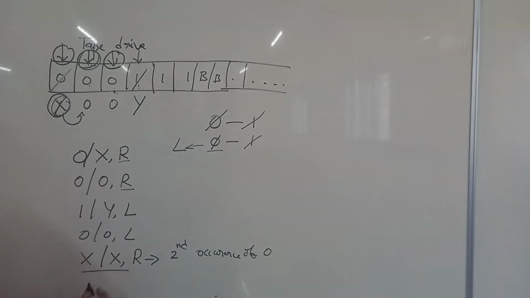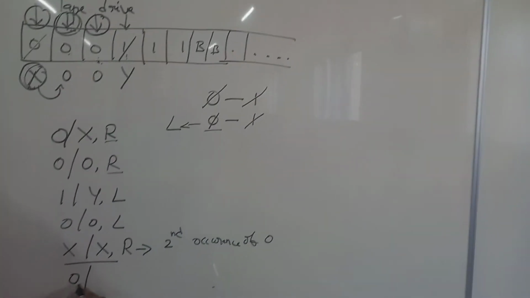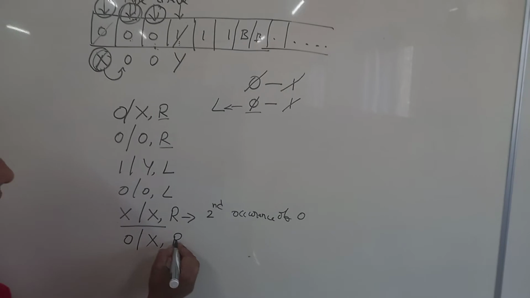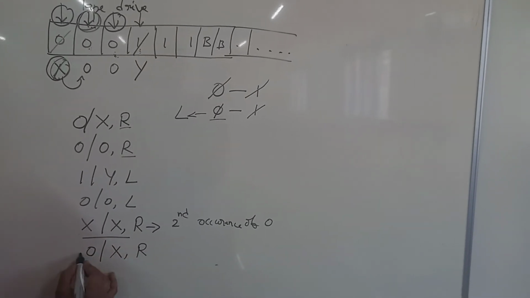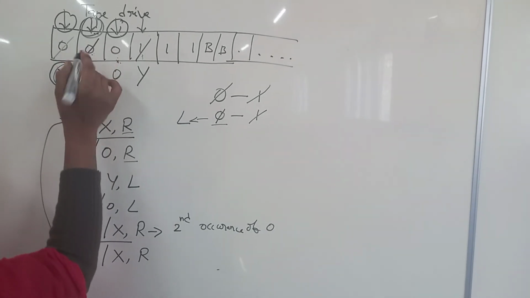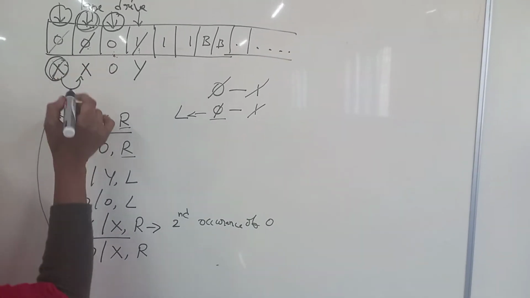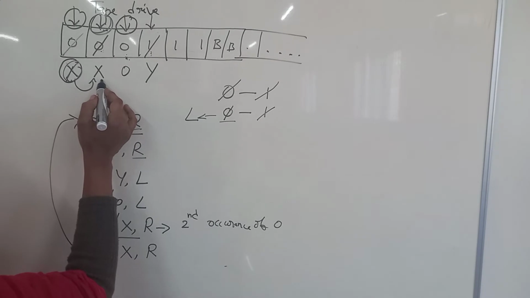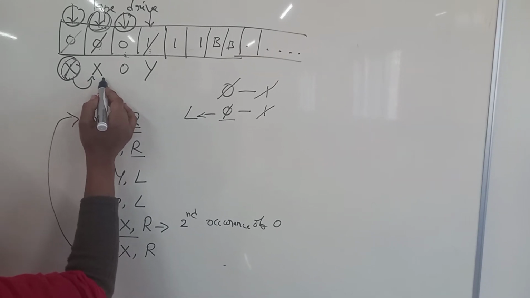Okay, now what I will do, I will take that 0 and update it with the X, and then I will move to the right direction. So this transition I have already written here. Now I will update that 0 with the X.